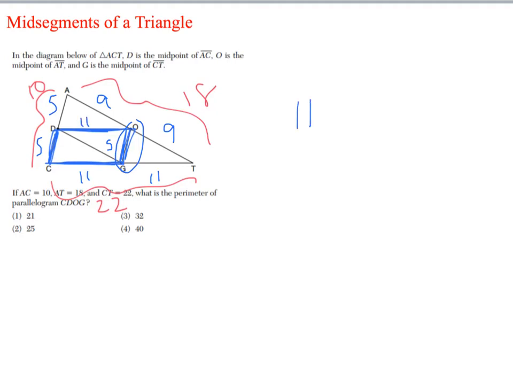So for the perimeter, add 11 and 11 and 5 and 5, and you're going to get 32 as your answer. The other thing to verify is since it's a parallelogram, the opposite sides have to be equal, so we should see the same number on both sides, 11 and 11, 5 and 5.